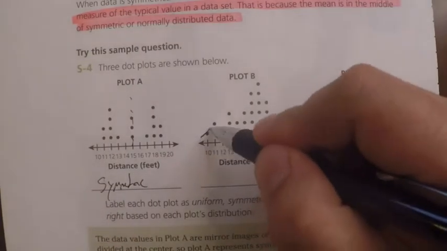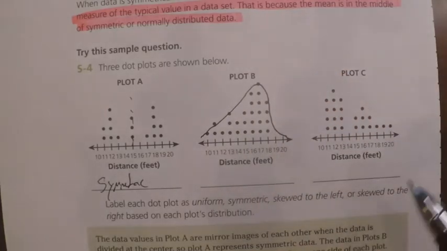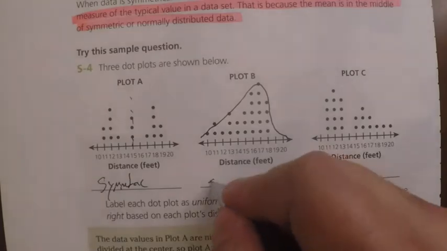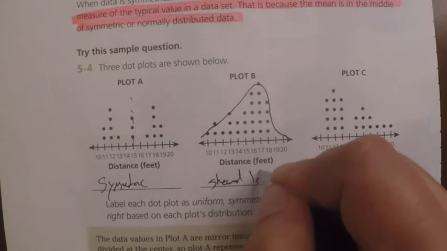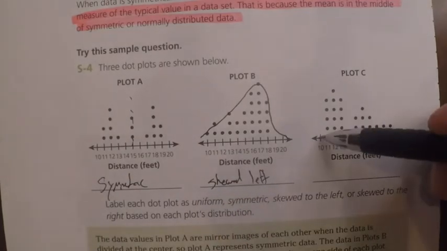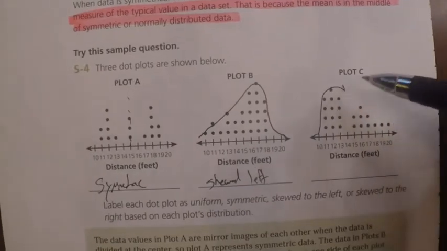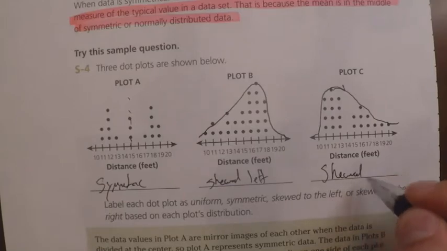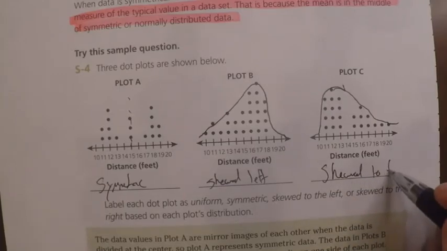Plot B, if we were to draw it here, it peaks over on the right side and has a tail off to the left. So we would say skewed left. And then C peaks on the left and has a tail that goes off to the right. So here we are skewed to the right.